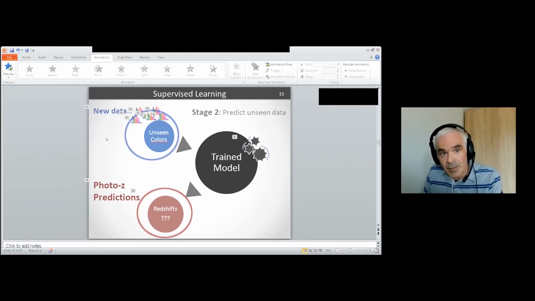So then the key stage comes. We've got our trained model. Now we feed it some brand new data. And this is where all your 30 terabytes come in now. The model has never seen this. We don't have any spectroscopy for it. We feed it into the trained model, and hopefully it should come out with a realistic prediction of the redshift and hence the distance. So that's the theory of it, really.